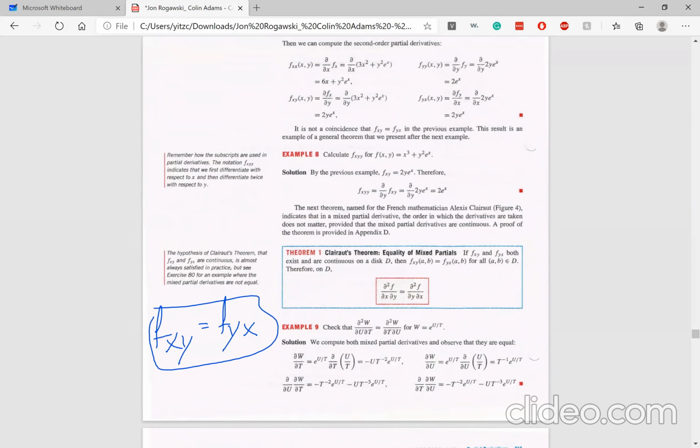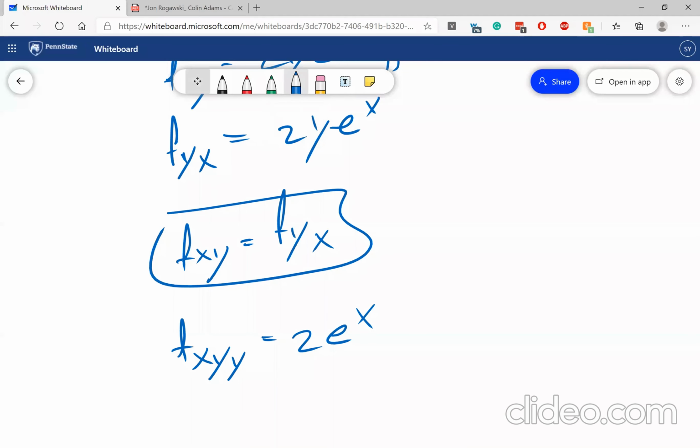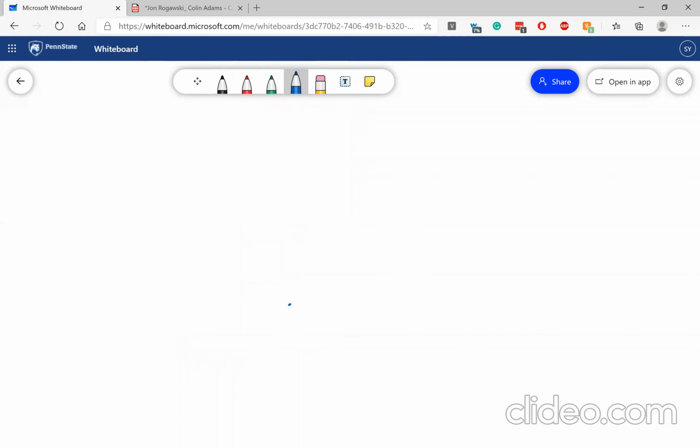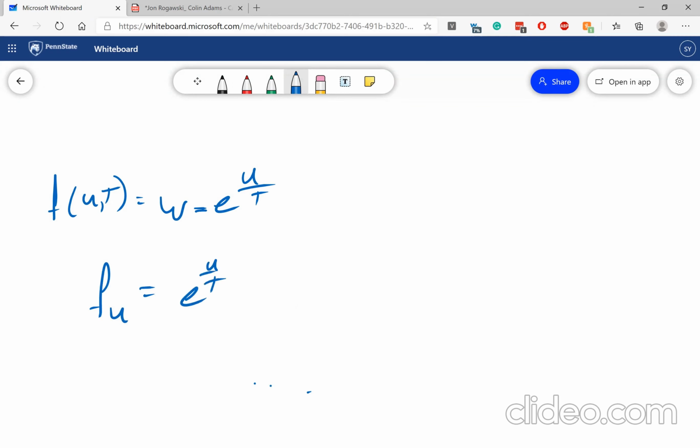And they ask us to verify that for w is equal to e to the u over t. So w is equal to e to the u over t, and this is equal to f of u, t. Okay, so f of u is going to be equal to e to the u over t. F of t is going to be e to the u over t times -1 over t squared. Just doing the chain rule of the inside part.